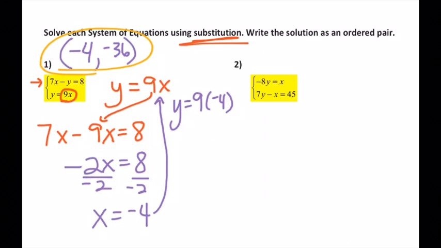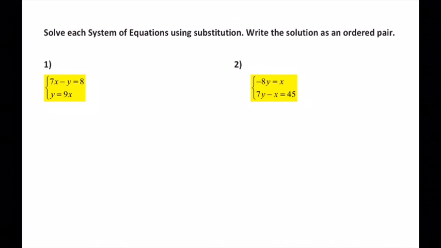Now, if you think about it, if you were graphing a system and you had to find the point -4, -36, that's going to be a really big graph. And so it's a lot easier to not have to graph that. And so you're just substituting in things for something of equal value. So let's do the next one.